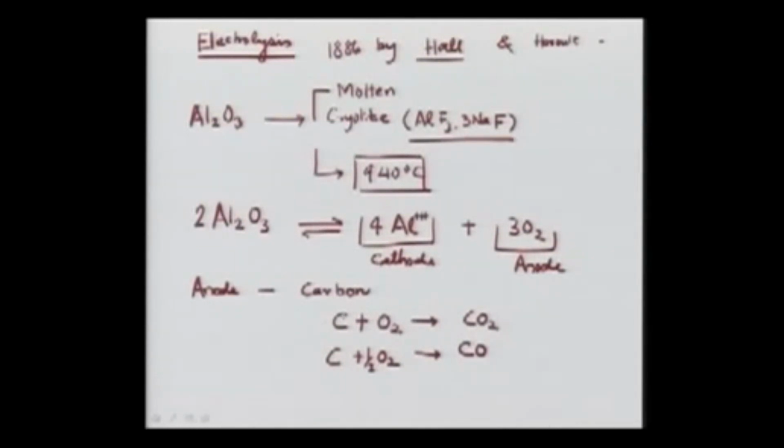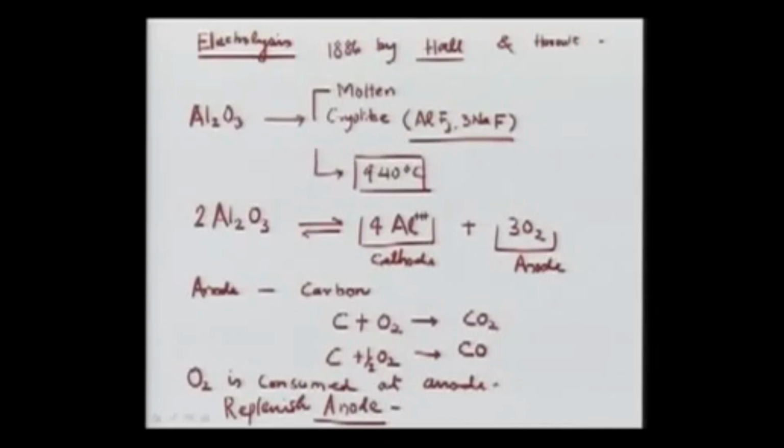So what you are seeing is that aluminium is constantly produced, oxygen is also produced. Oxygen is, let's write here so that we don't forget, consumed at anode. So what we need to do is replenish the anode, because that is being consumed. So this is briefly the process through which we can make the aluminium.